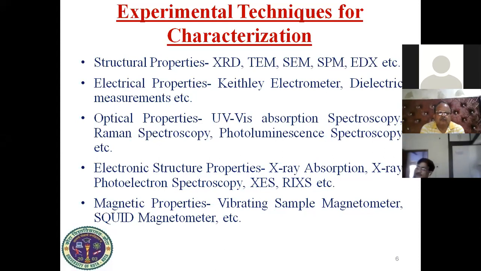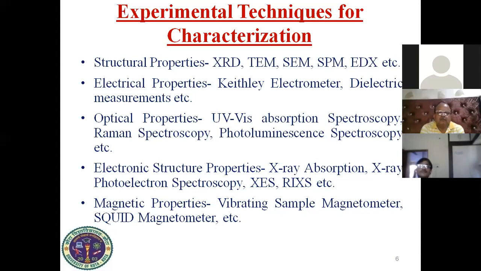It gives simple IV characteristics, and dielectric measurements can be used to study the dielectric properties of the material. For optical properties, we can adopt a technique named UV-vis absorption spectroscopy. This technique is very useful to study the band gap and refractive index of the material. Raman spectroscopy and photoluminescence spectroscopy can give the impurity characteristics as well as the defect concentration in the material.